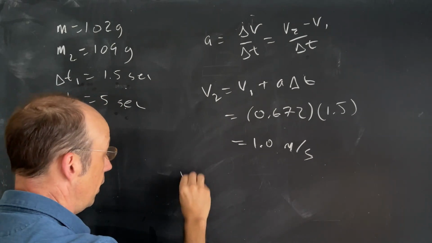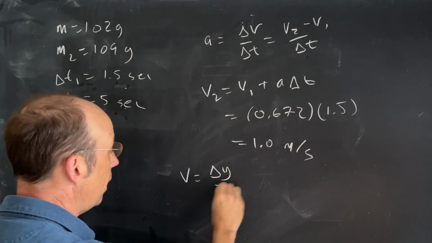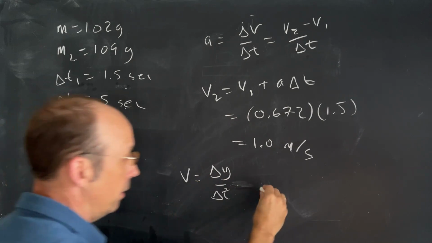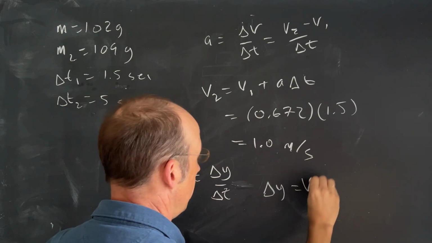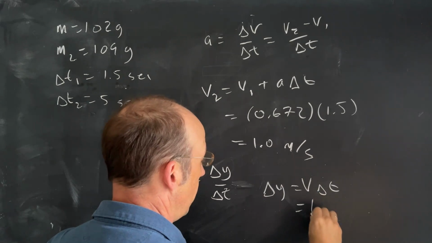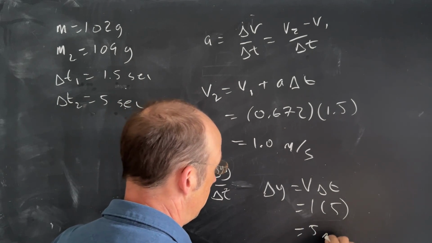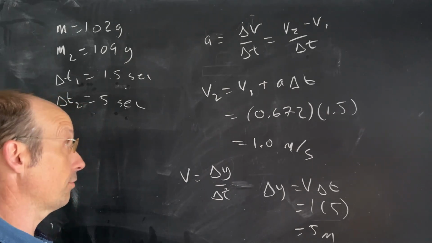So I can say the velocity is the change in y with respect to time, and I want to solve for how far it went. Delta y is just going to be v delta t. So it's going to be 1 times 5, or 5 meters. And it's not 5 meters. It's actually closer to 4.